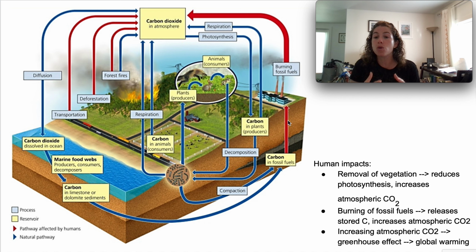So whenever we remove those primary producers, our autotrophs, our photosynthesizers, we're reducing the amount of atmospheric carbon dioxide that we are taking in, and we are increasing atmospheric carbon dioxide. When we burn our fossil fuels that have been stored for millions of years by pressure, we're releasing that stored carbon, which increases atmospheric carbon dioxide. And whenever we increase atmospheric carbon dioxide, we are increasing the greenhouse effect.